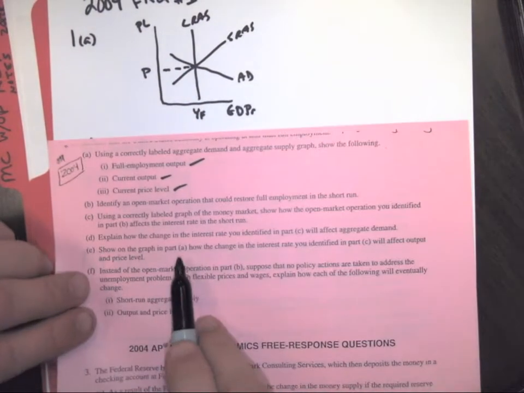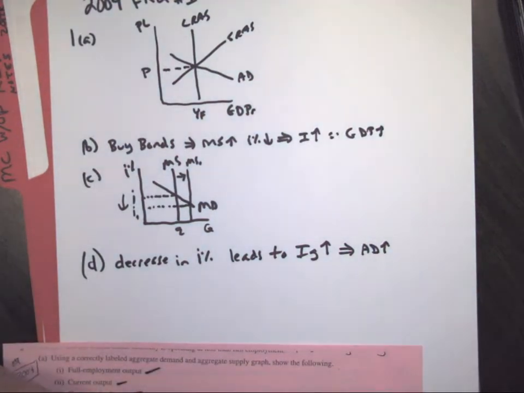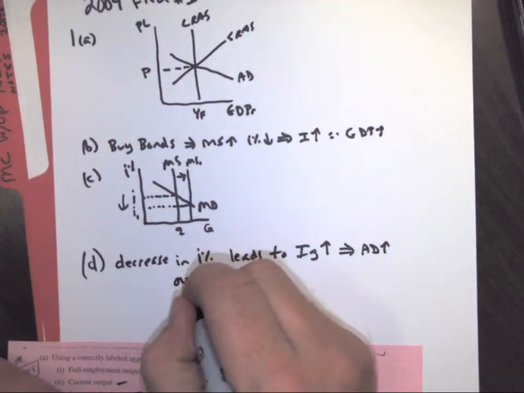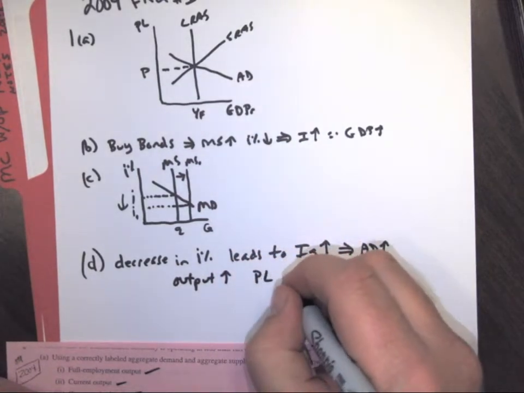And what are they asking again? Will affect output and price level. So aggregate demand, remember that is GDP, that's output. So output is going to increase and price level is going to increase.